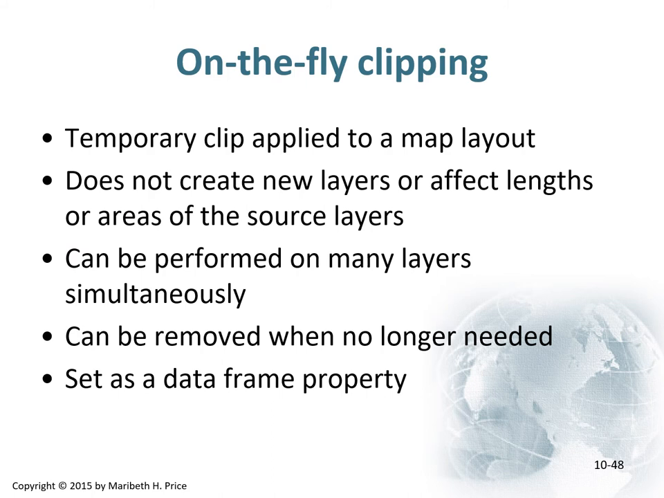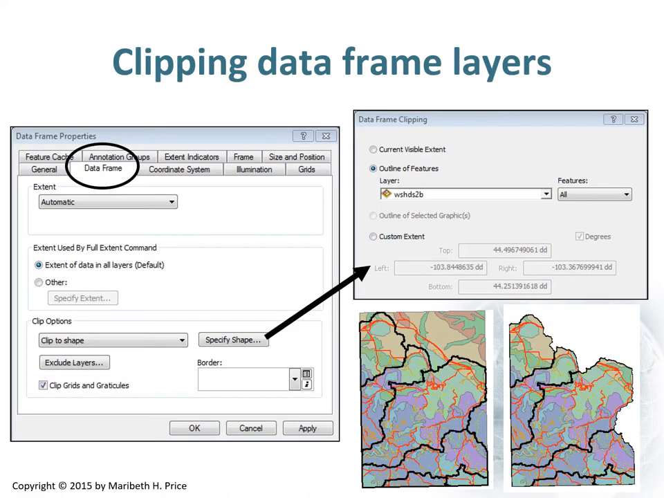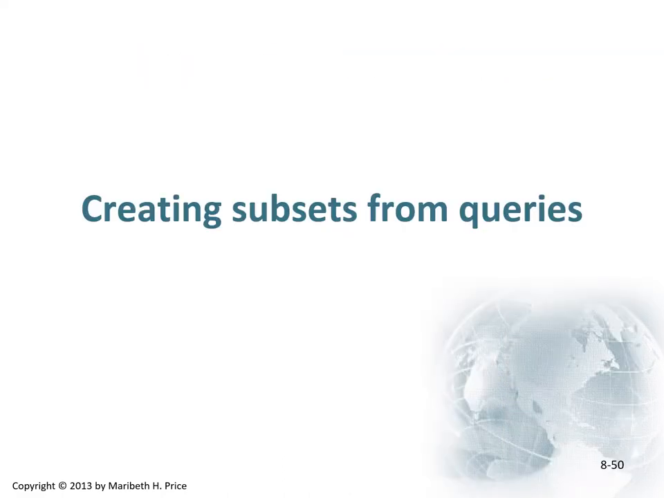On-the-fly clipping is a temporary clip applied to a map layout, doesn't affect the new layers or affect the lengths. It can be done on lots of layers simultaneously, and you can remove it when you no longer need it. It's a data frame property. In other words, it's just something to make things look better. And this shows you where you can get in to do it.